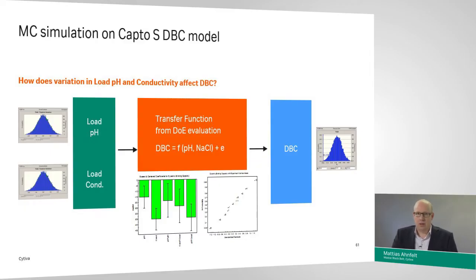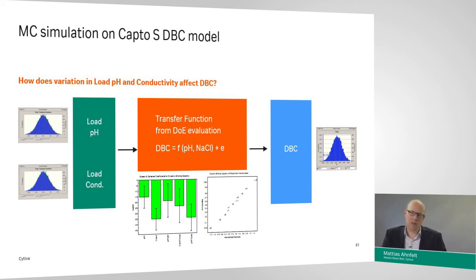If we compare that strong slope to something where the response has reached a plateau, so it's almost flat, well, then variation on the input side is going to translate very much less into variation on the output side. This is a cartoon to illustrate how Monte Carlo simulation works in effect, and how we have employed it now on the Capto S dynamic binding capacity model to illustrate this.